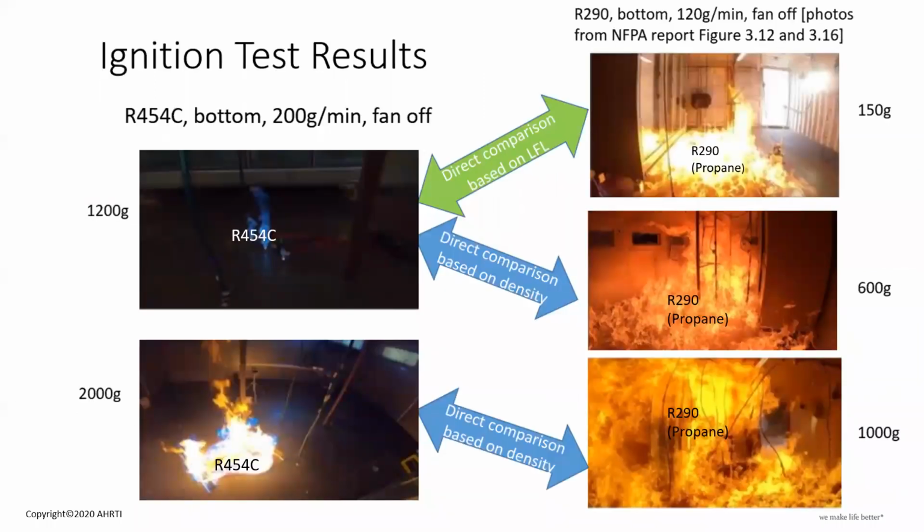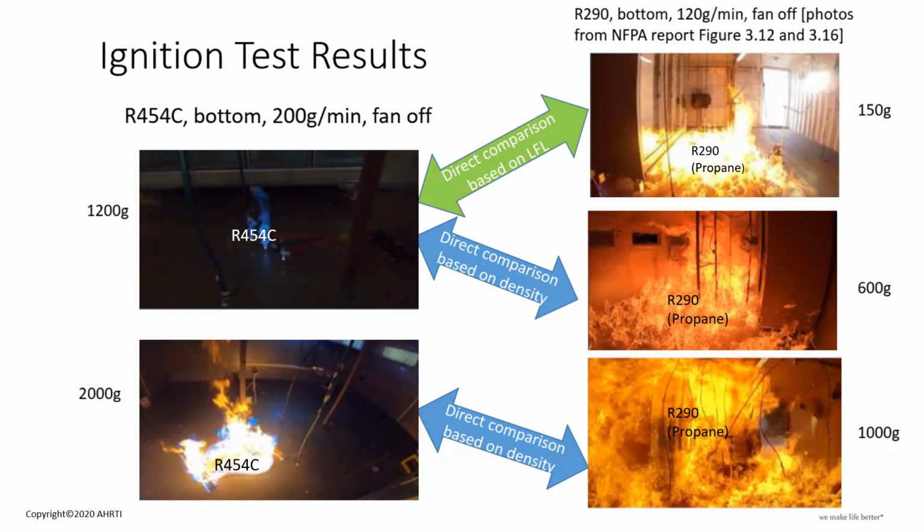This looks at a little more detail of the results of the ignition testing. On the top left, you have 1200 grams of 454C, and this was typical of the ignition results we achieved at that charge size. Now you can compare that to 150 grams of propane, where basically that comparison, they're both the same LFL, approximately 4 times the LFL, or you can compare it on volume equivalence, basically increasing the charge size to reflect the difference in density.